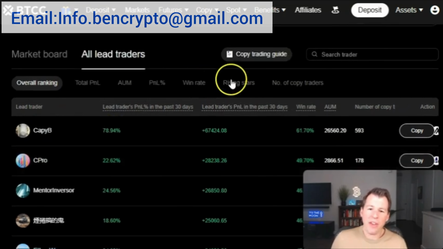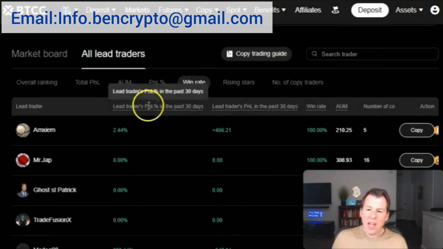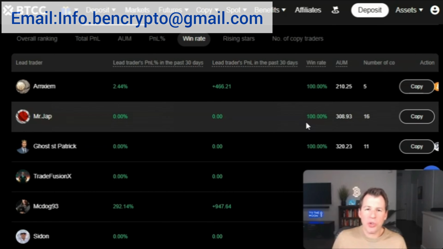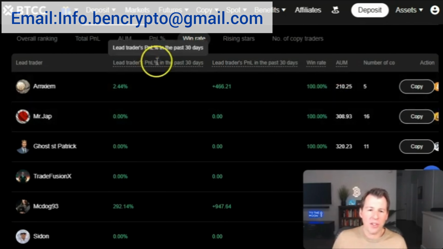Now you can sort by other things like rising stars. These are people who in the last couple of days have had a couple good trades. You can sort by win rate, but it's a bunch of 100% win rates. So these are people who probably have just made 1 or 2 trades that hit, and see their assets under management, they only have a couple hundred dollar portfolios. So this is not as useful.